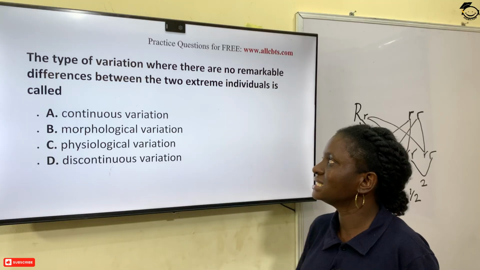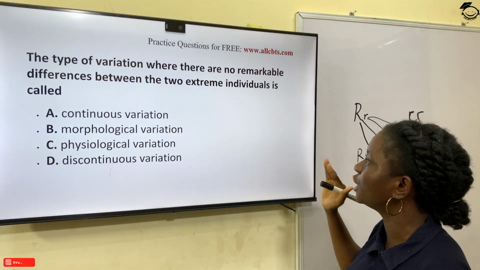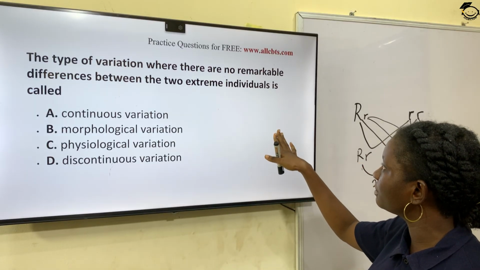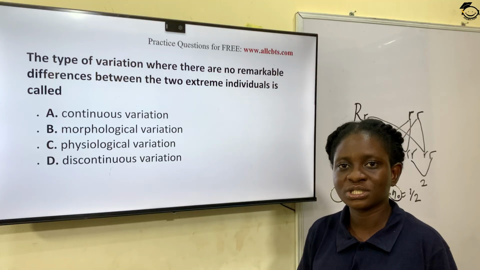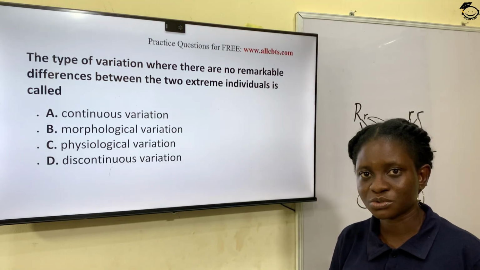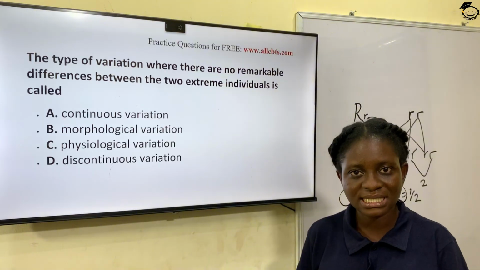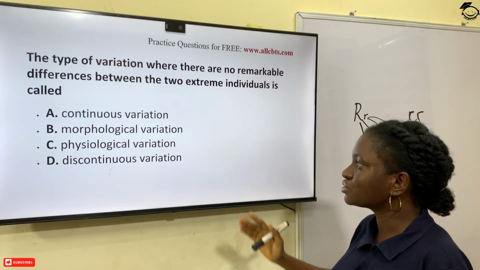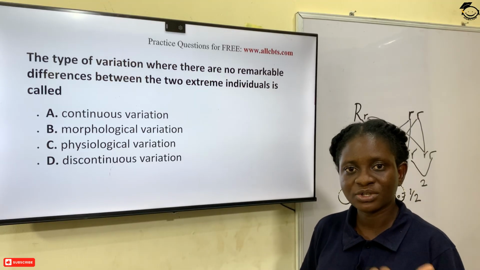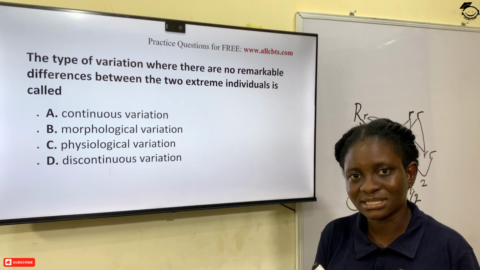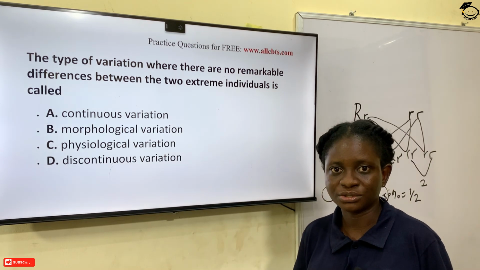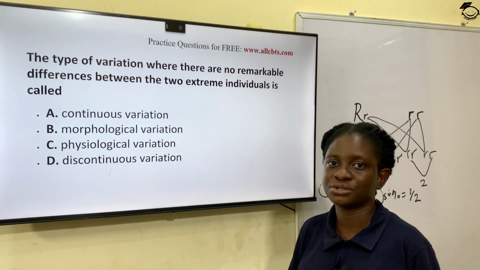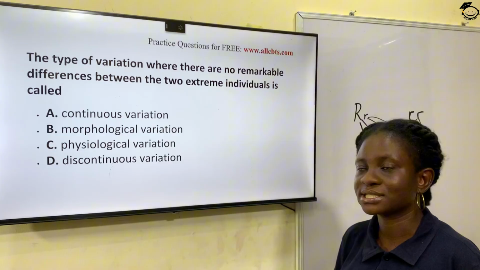Next question. The type of variation where there are no remarkable differences between the two extreme individuals is called, this is just the opposite of the previous question. This one is not distinct. That's the meaning of no remarkable differences between two extreme individuals. The previous question was a distinct variation, which makes it discontinuous, while this is continuous variation. Option A is the correct answer.